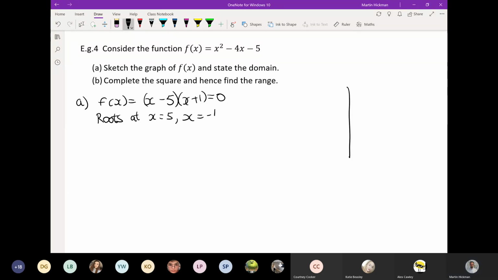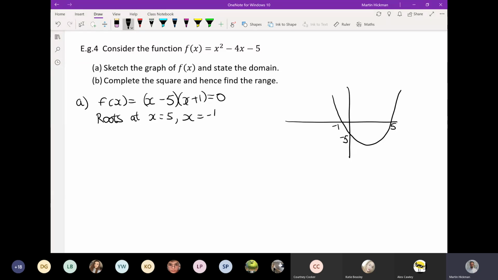So let's just sketch that now. So I've got root there, -1 and 5, and your y-intercept, so putting x is 0, your y-intercept is going to be there at -5.